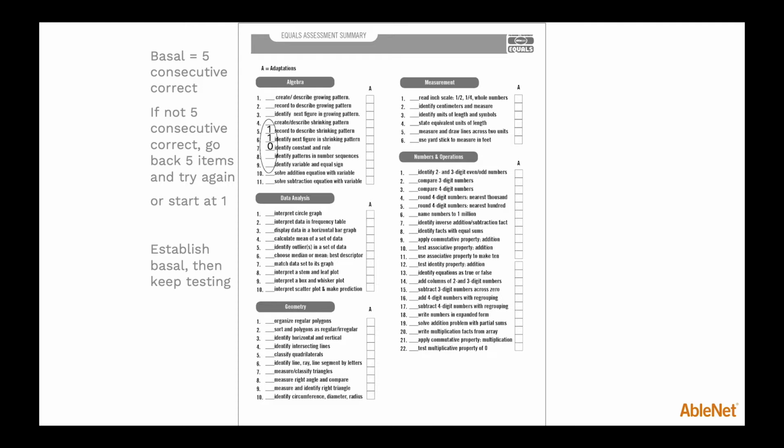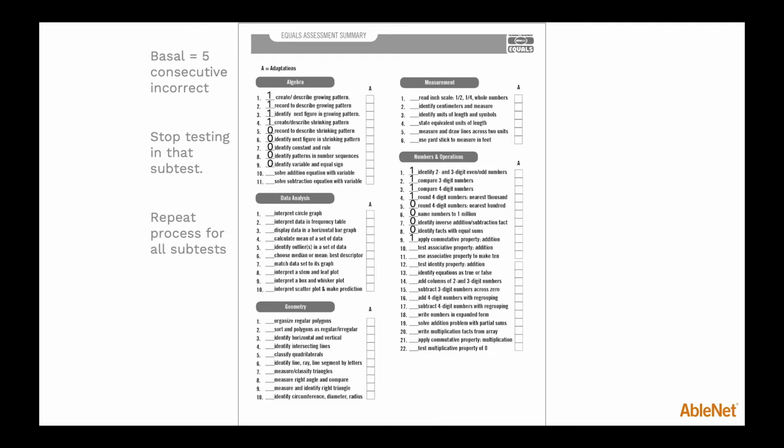Now here is an example of the ceiling. Looking at the algebra subtest still, the student started with item number 1 and at item 5 began to struggle. The student answered 5 items incorrectly in a row. The ceiling was reached, the teacher ended that subtest, and moved on to the numbers and operations subtest. For numbers and operations, the student missed items 5 through 8 and answered 9 correctly, so the teacher will need to continue until the student misses 5 in a row. Again, when the ceiling is reached, stop assessing that subtest and continue on until you have assessed all subtests.